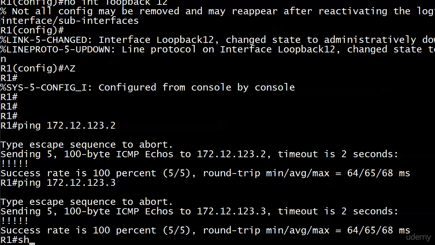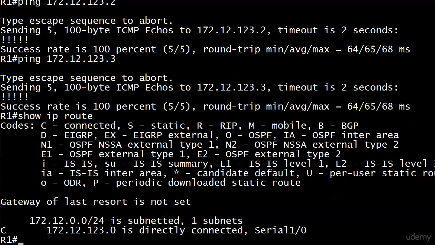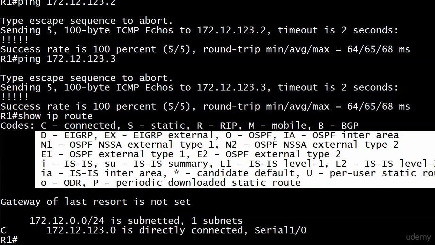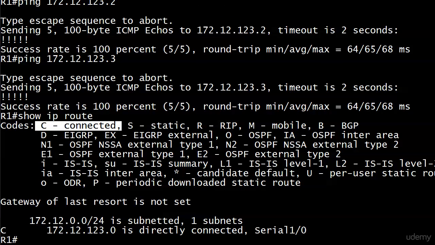Let's take a look at the routing table on router 1 right now. That'll definitely give us a clue as to what's going on. And again, don't worry about all these route types down here. We're going to get to those eventually in your studies. But right now, we're only concerned with the connected routes, which is a good thing because that's the only kind of route we have here on router 1.